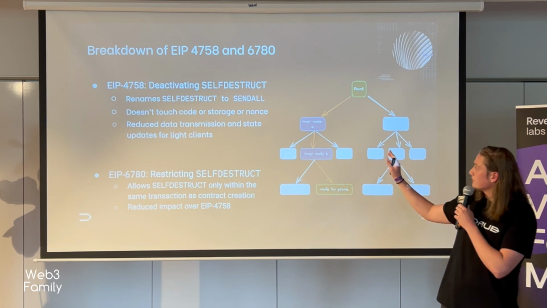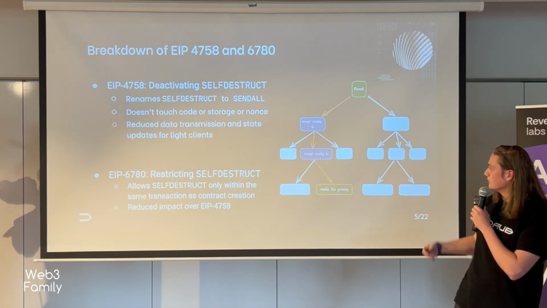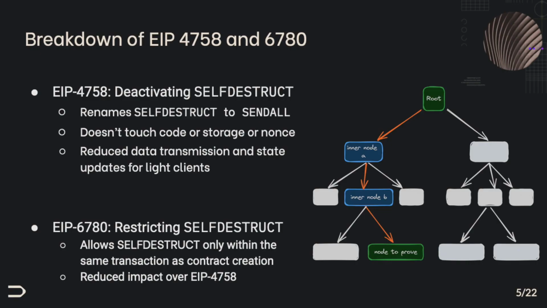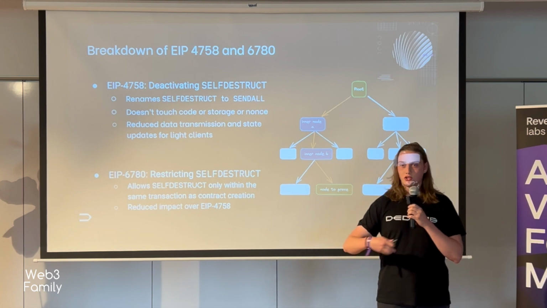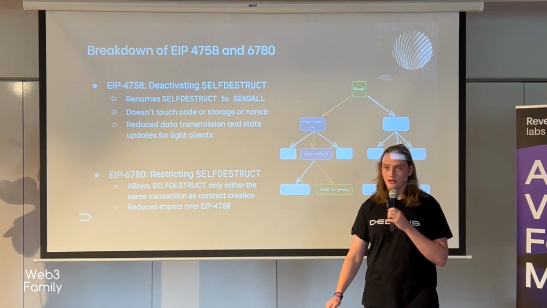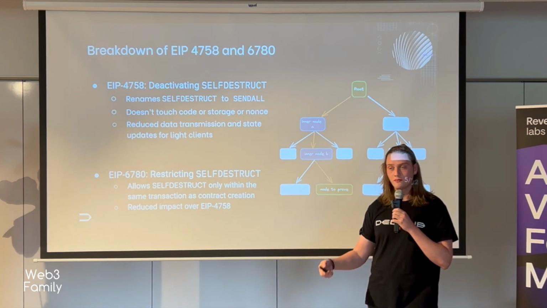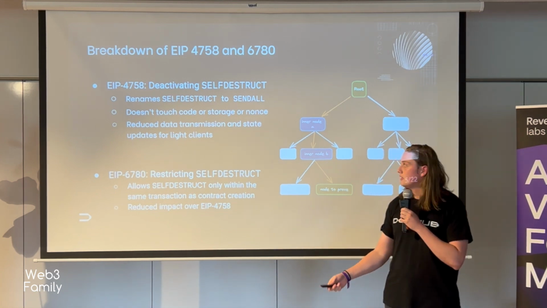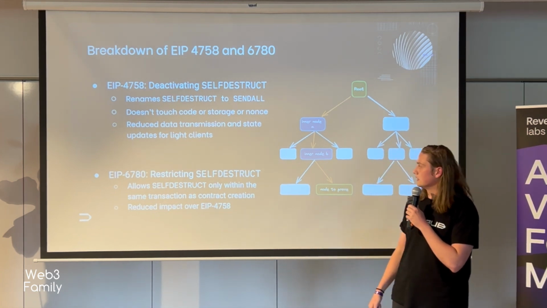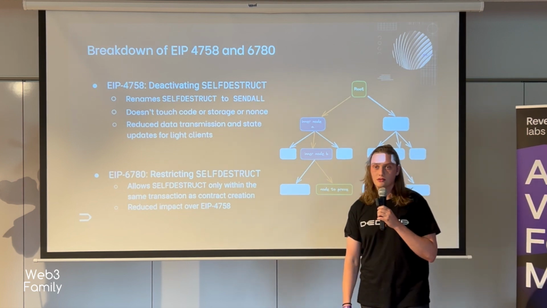I'll give you the breakdown of the EIPs and then explain why it needed to go. EIP 4758 is what I can describe as deactivating self-destruct. What we do is we rename the opcode inside the EVM from self-destruct to send all. So it just sends all the ETH in your account. We don't touch the code, we don't touch the nonce, we don't touch the storage. The whole idea here is to have reduced data transmission and state updates for light clients.